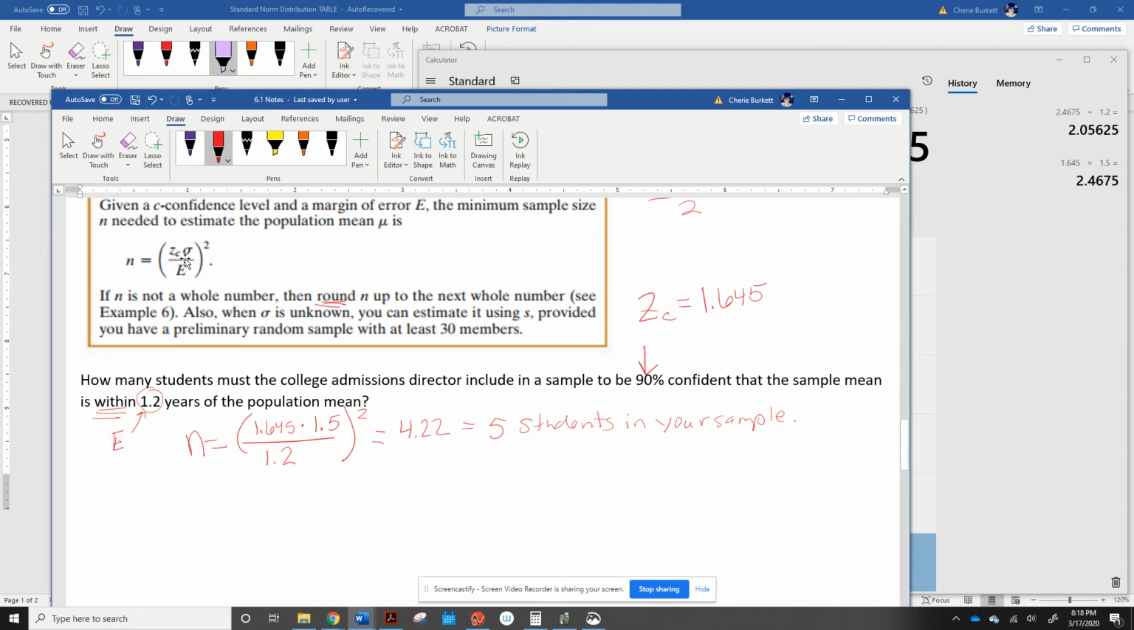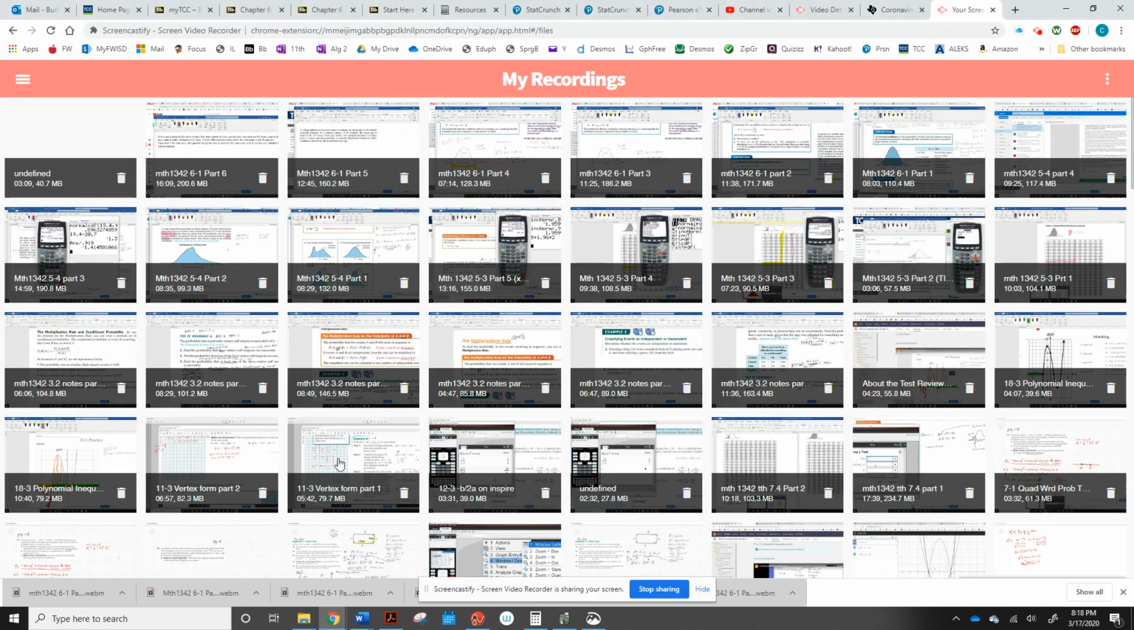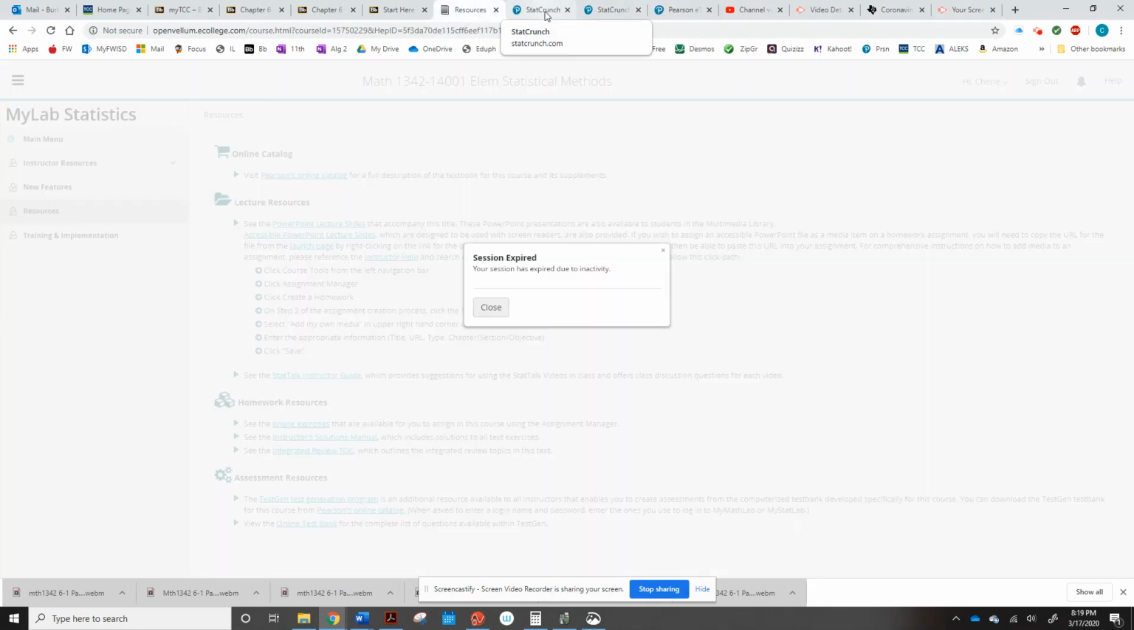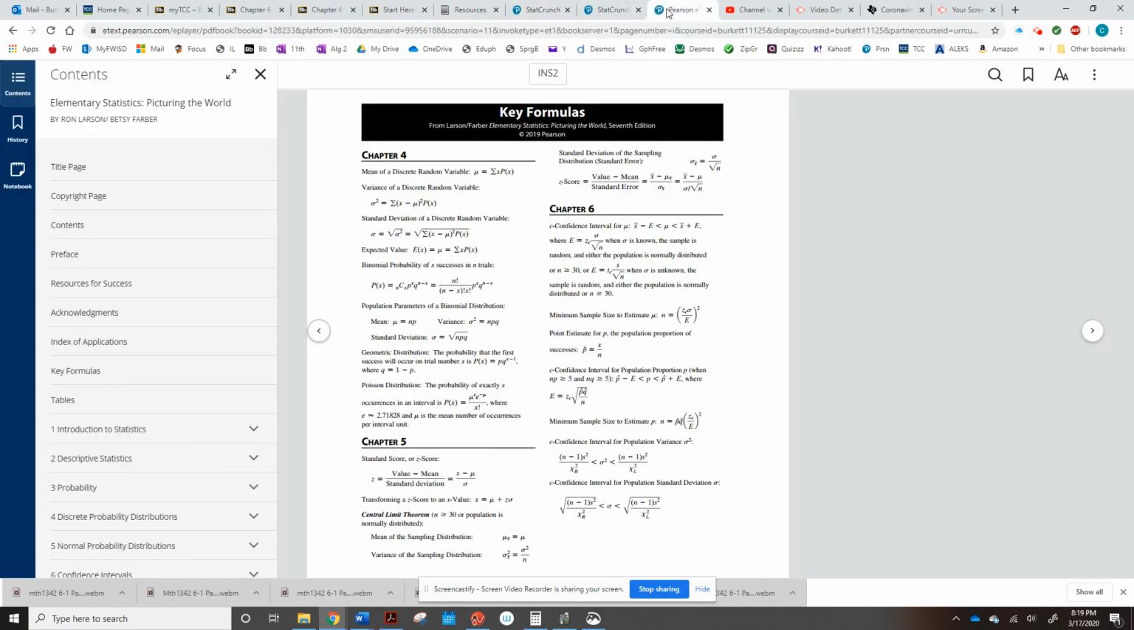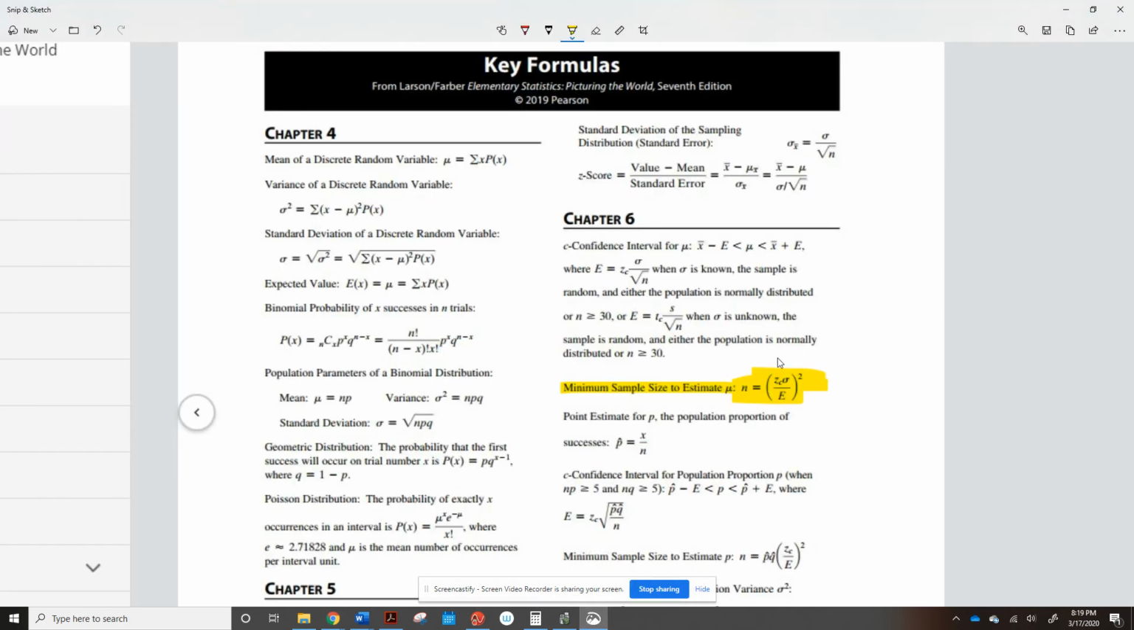Now remember, this formula right here is going to be given on the test. Let's see. Here it is. There's your formula sheet. It's part of your text. I got this right off of the textbook. Here's the menu. It's the key formulas right there. It's like the second page of the key formulas. I have it blown up right here so that you can see. There it says right there, it's in the chapter 6 formulas.